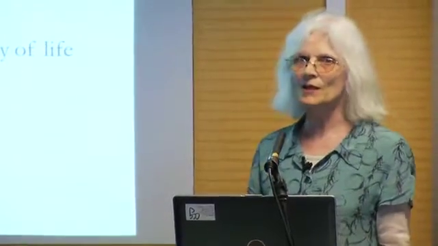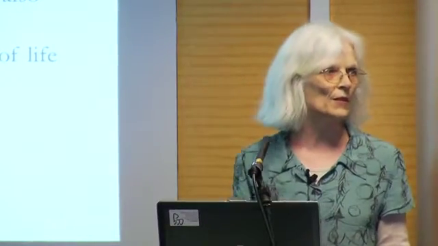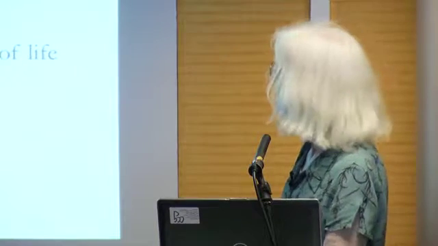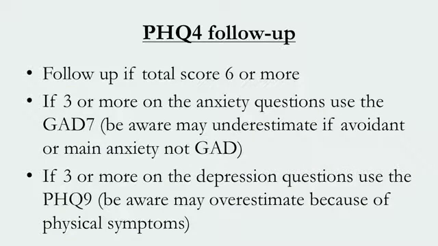And also, of course, because it's actually not difficult to do something about it. So it's a real shame if it's missed and then no help is given. The very quickest screening tool is the PHQ-4, which I'm sure you know. It's just 2 items of the PHQ-9 and 2 items of the GAD-7. The recommendation is to follow up if the score is 6 or more, or 3 or more on the anxiety questions, or 3 or more on the depression questions.